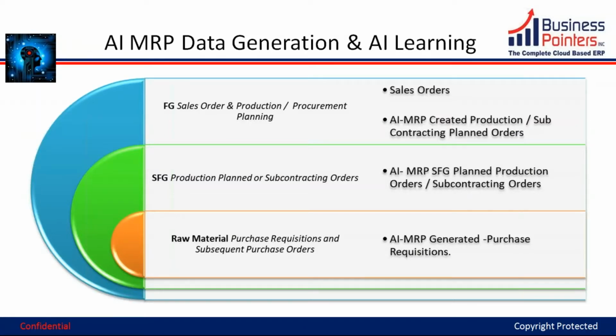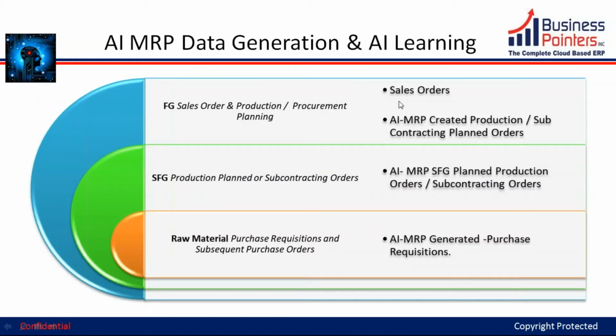Artificial intelligence based MRP data generation and artificial intelligence learning. If you see over here, we have the finished goods sales order and production and procurement planning. That would include the sales order, artificial intelligence based material requirement planning, created production orders, subcontracting planned orders. Then we have the semi-finished production planned or subcontracting orders, which is also an artificial intelligence based material requirement planning, semi-finished goods planned production orders and subcontracting orders, raw material purchase requisitions and subsequent purchase orders, which is also an AI MRP generated purchase requisitions.